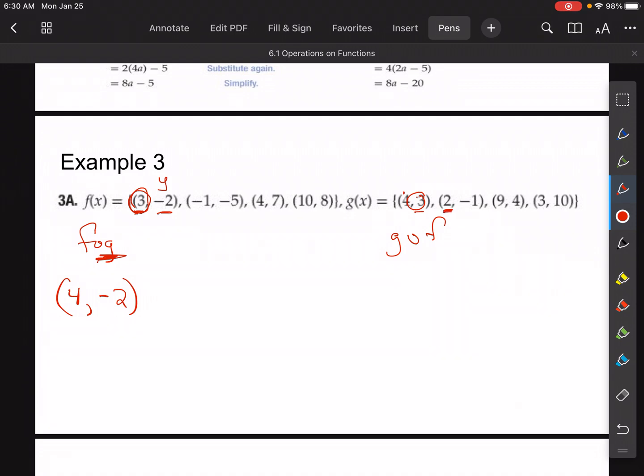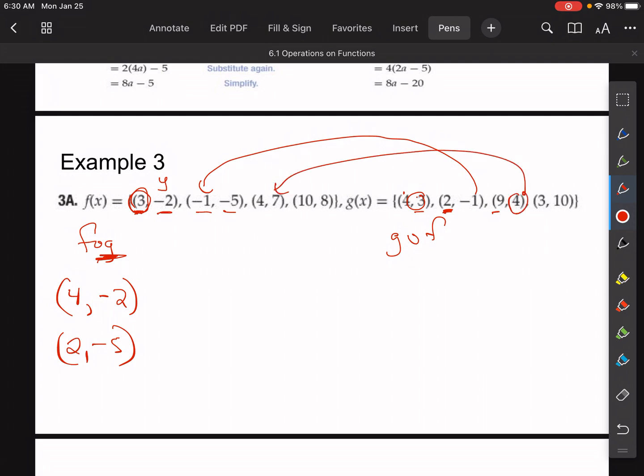Then I'll go to the next one. If I plug a 2 in, I get a -1 out. Plug that -1 into the f function, I get a -5 out. For the next one, I plug a 9 in, I get 4 out. Take that 4, plug it in, I get a 7 out. So 9, 7. And my final one here, if I plug a 3 in, I get a 10. Plug the 10 back into f, I get an 8. So 3, 8.